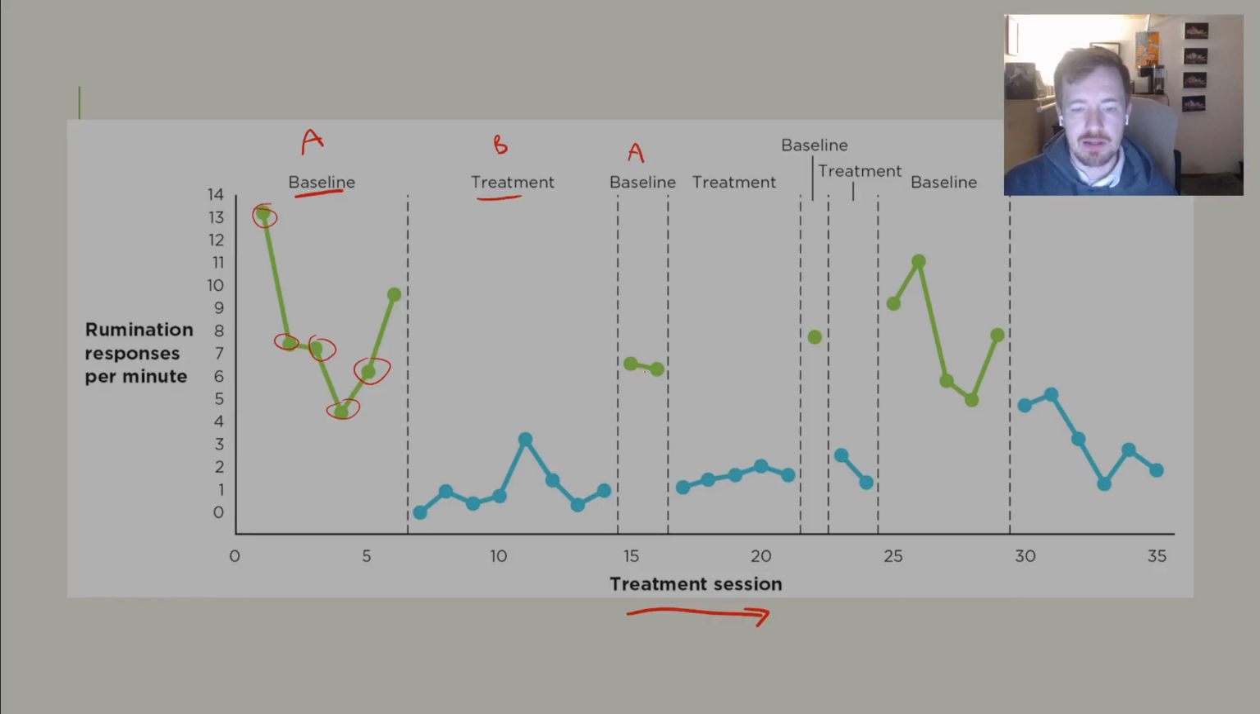And so you can see it didn't stay down here. It went back up. The ruminations per minute went back up. And so we reinstitute the treatment, and when that happens, it goes back down. But again, we take away the treatment, which again is condition A, and you see it pops back up. Then we implement the treatment again, condition B. Then we go back to A. Then we go back to B. And so what we're doing is we're reversing this, right? This would be an ABABABAB design.